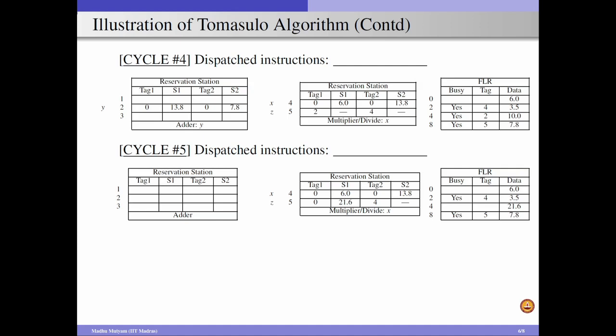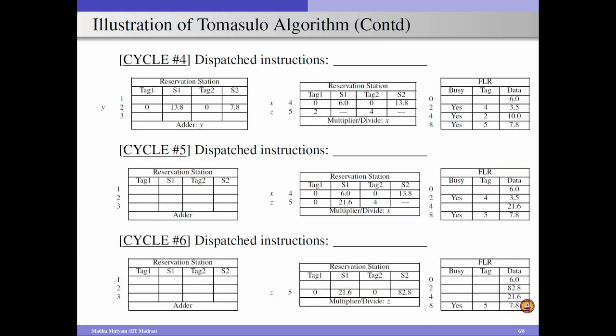And now in cycle 6 we have to see what happens, because we know that the multiply instruction started executing in cycle 3 and it takes 3 cycles. So at the end of cycle 6 this multiply operation is completed, so this 6 and 13.8 is computed and the value is 82.8, and this value needs to be forwarded to the pending instructions as well as to the register file.